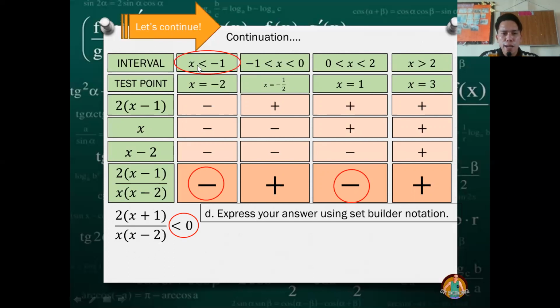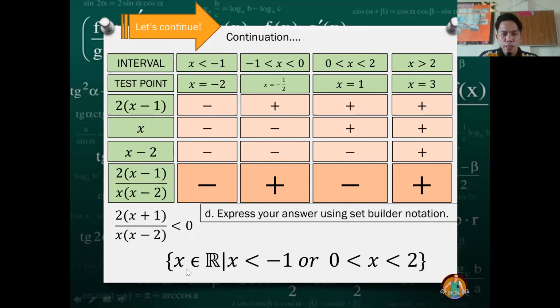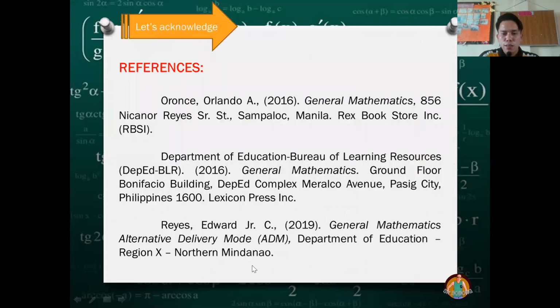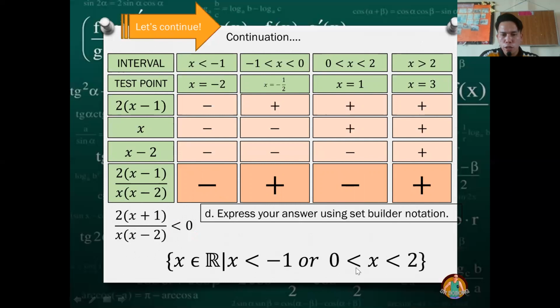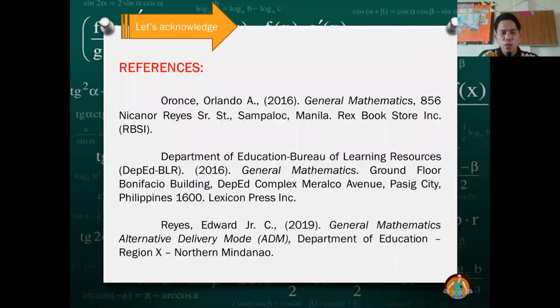Of course, ito. Our x is less than negative 1 and of course, our x is greater than 0 and less than 2. Okay? So, therefore, our x is an element of real numbers such that x is less than negative 1 or x is greater than 0 and less than 2. So, ganoon siya kasimple. Basta meron tayong set builder notation or pag meron tayong table of signs na construct, mabilis tayong maghanap ng solution for our x that will satisfy our equation. Alright? Okay.